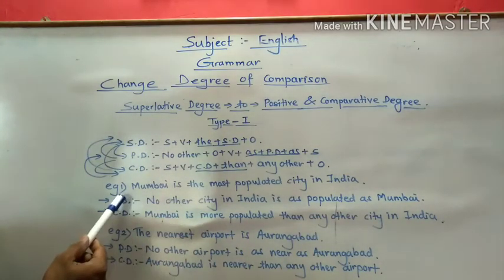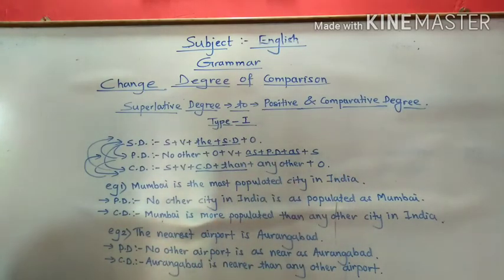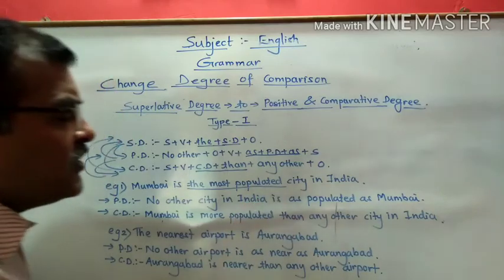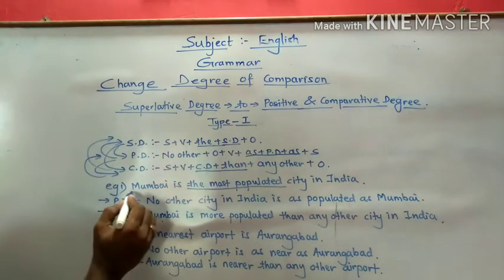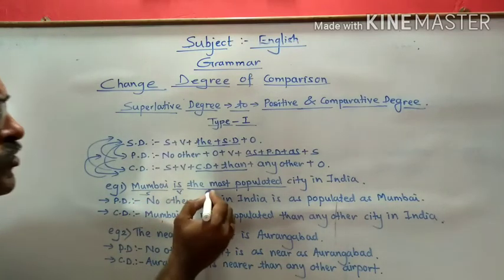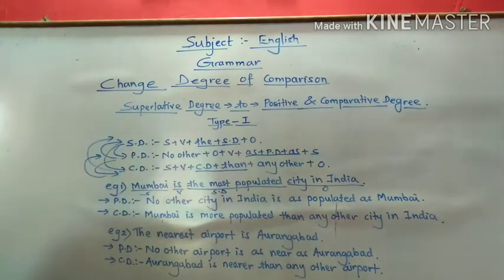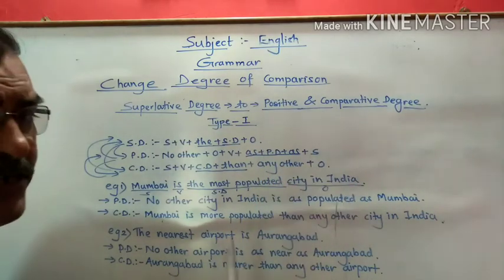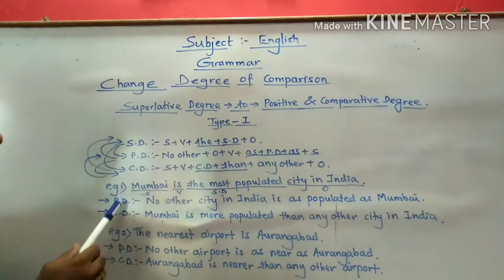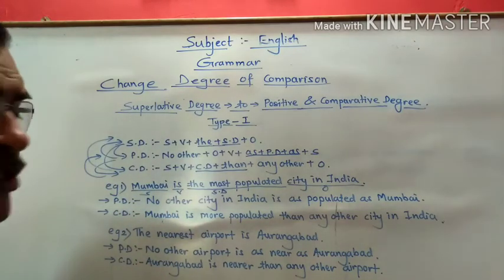So let us first see example number 1: Mumbai is the most populated city in India. Now here the degree of comparison, the most populated, is your superlative degree. Now what is your subject? Subject is Mumbai. Is is your verb, this is your superlative degree, and this is your object. After that superlative degree part, we can take it as the object. Now according to the construction, if you want to change into the positive degree, let's use this construction and see how the sentence is going to change.